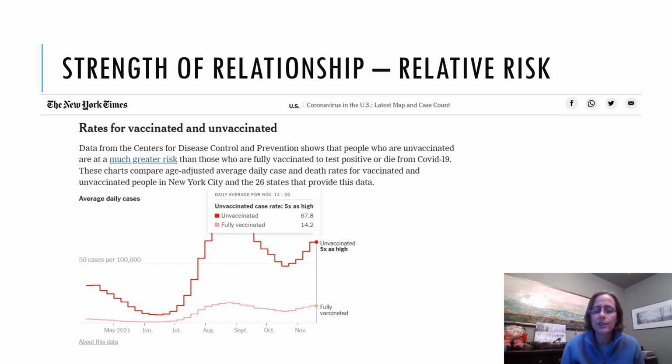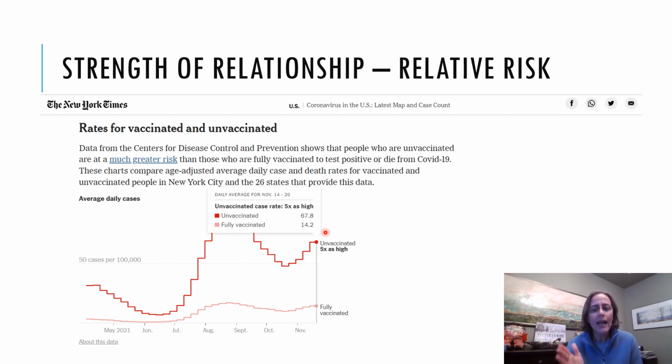This is relative risk. So this is looking at strength of the relationship. And so this is some data from last year, actually this particular one, looking at case rates of COVID-19 in people who were vaccinated versus people who weren't against COVID-19. So we can see that unvaccinated people had a 5 times higher rate. So their cases per 100,000, you kind of see that here. So it's a rate. We need to make sure it's a rate. So it's adjusted for the population, was 5 times higher, right? So 67.8 out of 100,000 versus 14.2 out of 100,000.